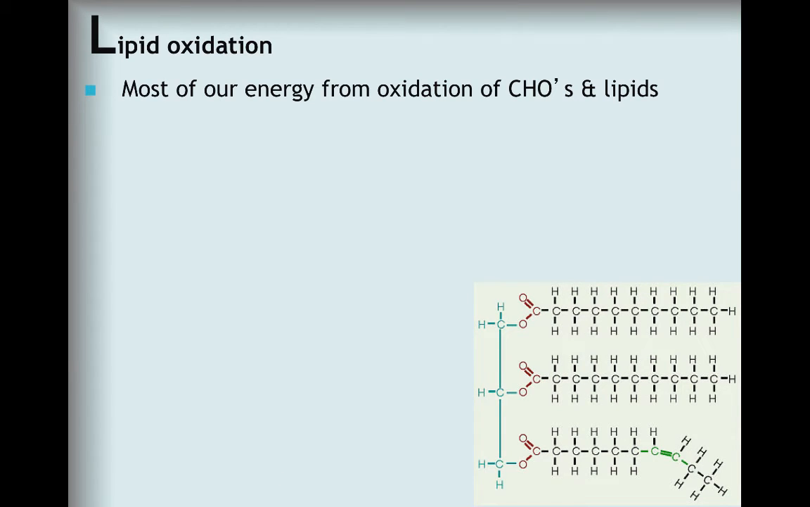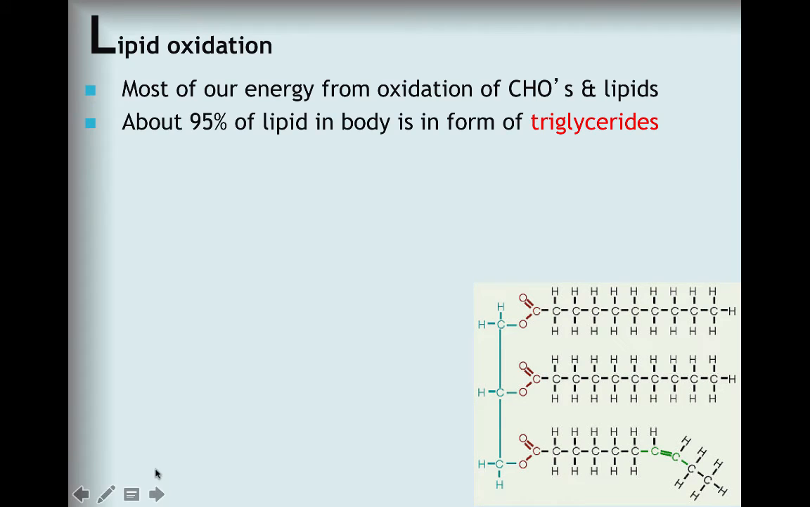Okay, so as we've already said, most of our energy for replacing ATP comes from oxidation of carbohydrate and lipids. And the majority of the lipid that you have in your body is in the form of triglycerides. And here is a triglyceride, which you should recognize from our discussion of chemistry. Here's this 3-carbon backbone, which is a glycerol molecule. And then we've attached to that 1, 2, 3 fatty acids, hence triglyceride.